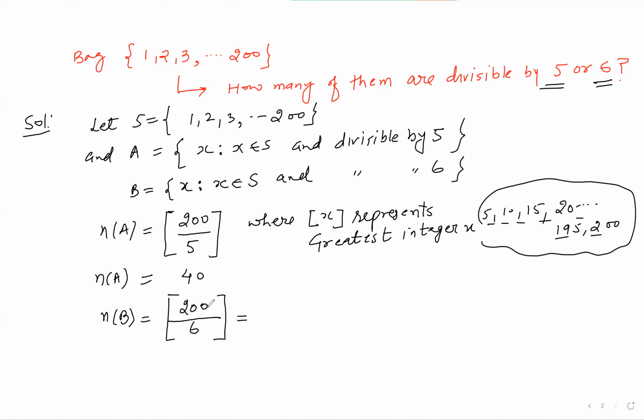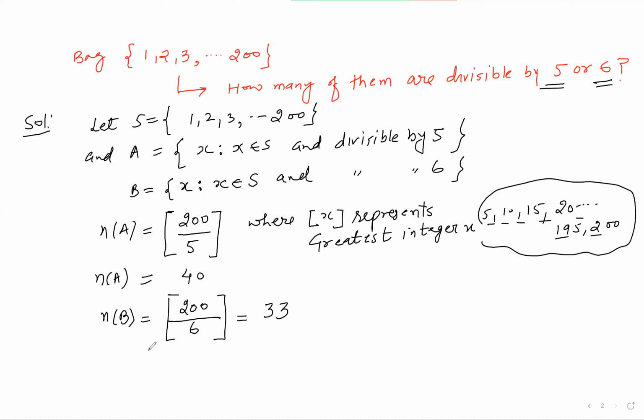So is there any integer which is equal to 33 point something? Answer is no. So any integer which is less than 33 point something, that is 33. So this is the greatest integer which is less than 33 point something, right?